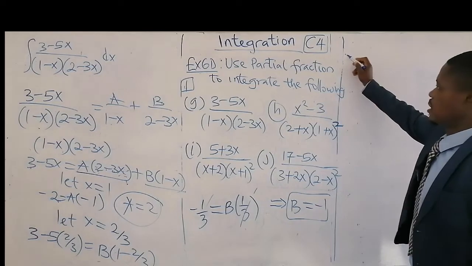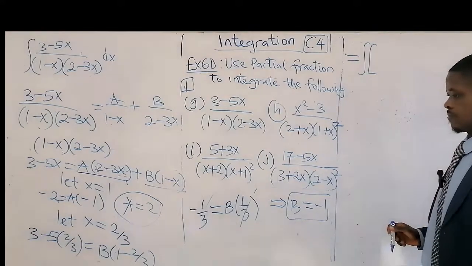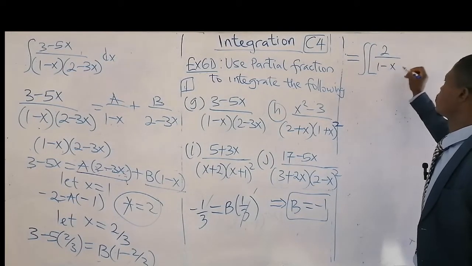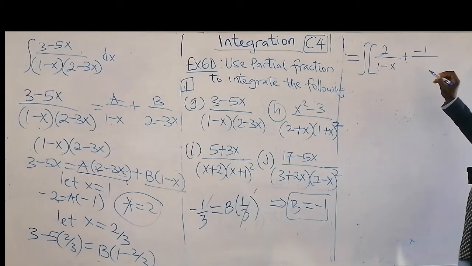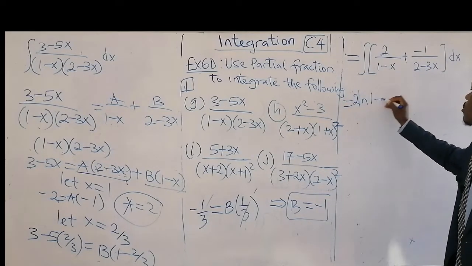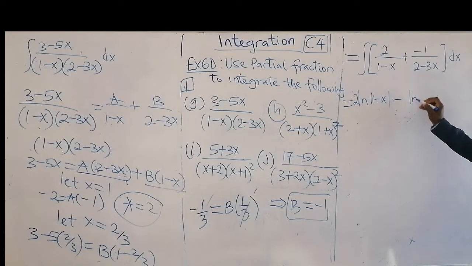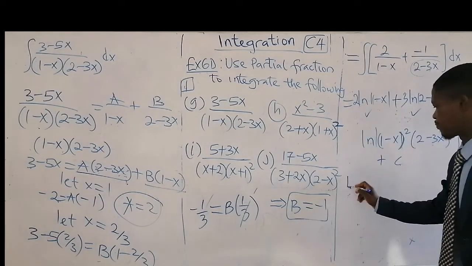So then the integral now will be equal to, your A is 2, so A over 1 minus x is 2 over 1 minus x, then plus B, which is minus 1, over 2 minus 3x. So we have 2 ln(1 minus x) minus ln(2 minus 3x), because minus plus is minus. And don't forget to divide by the coefficient attached to that variable. That's minus 3, so that will be plus 3. Then plus c.